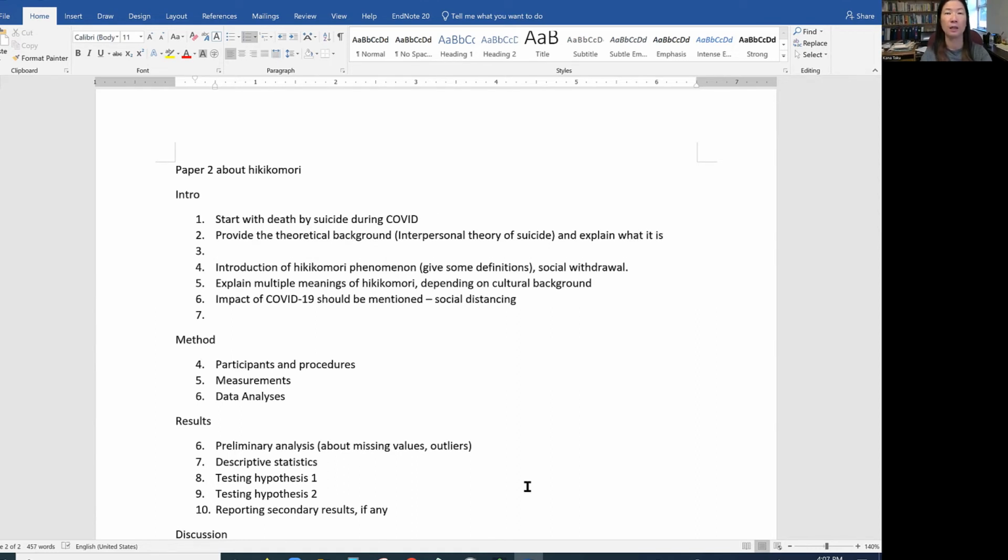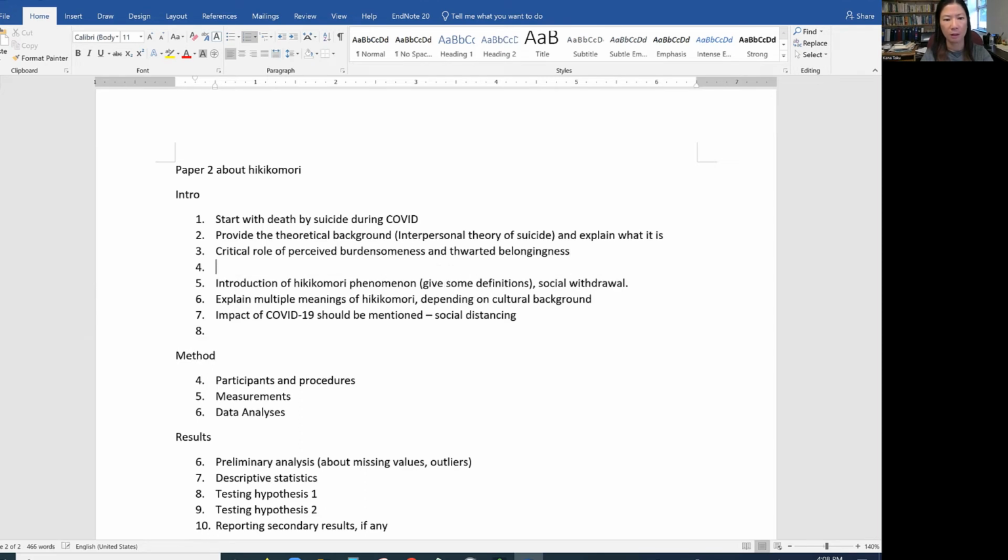Explain perhaps the importance or critical role of perceived burden and the lack of belongingness. I want to talk about that critical role, the social burden, and then belongingness. So I want to talk about that, and then do the literature review about these two aspects.